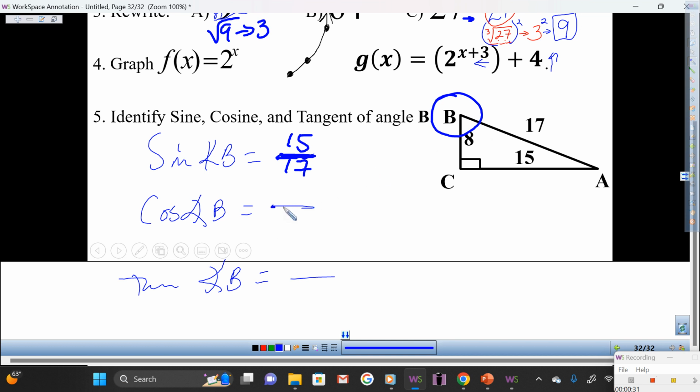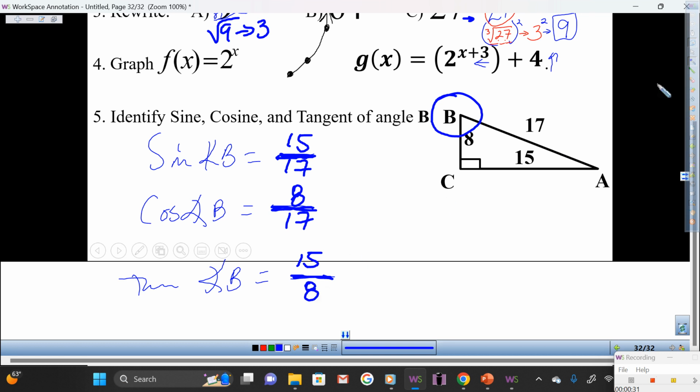Cosine. Eight over 17, that is adjacent over hypotenuse, yes. Last but not least, tangent angle B. Tell your neighbor, what you get for tangent angle B? What you get for tangent angle B? 15 over 8. That is correct. Hands up if you got that by yourself.